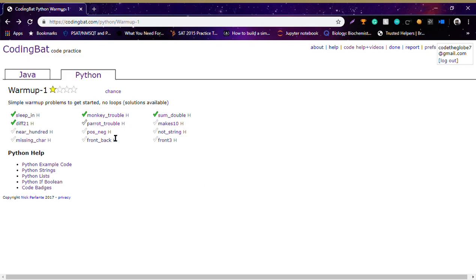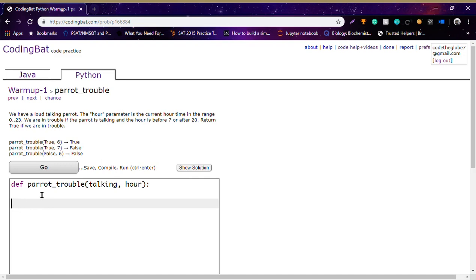So today we are going to solve parrot trouble, makes 10, near 100 and positive negative. First let's start off with parrot trouble. We have a loud talking parrot. The hour parameter is the current hour time in the range 0 and 23 inclusive. We are in trouble if the parrot is talking and the hour is before 7 or after 20. Return true if we are in trouble.